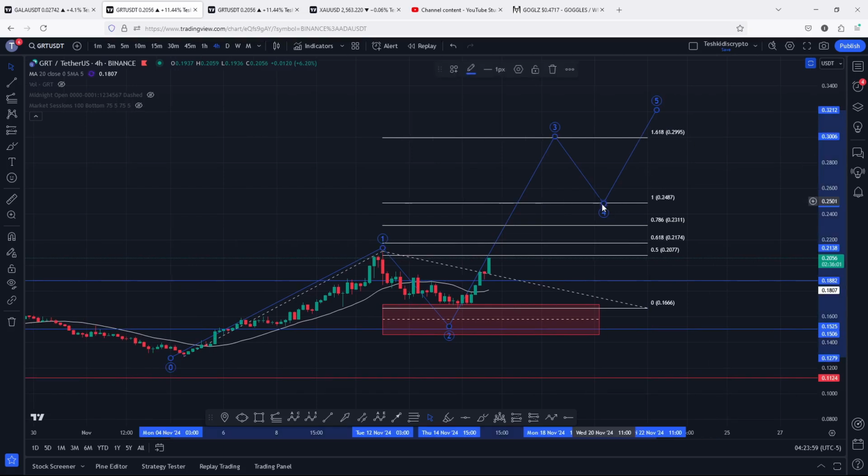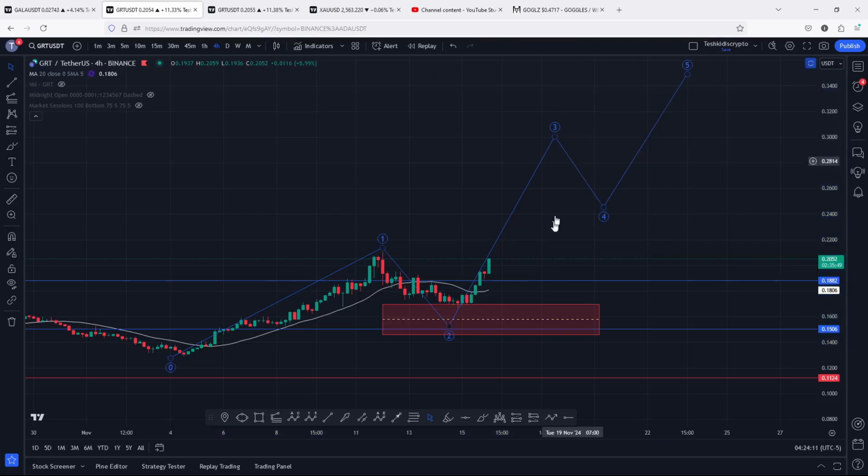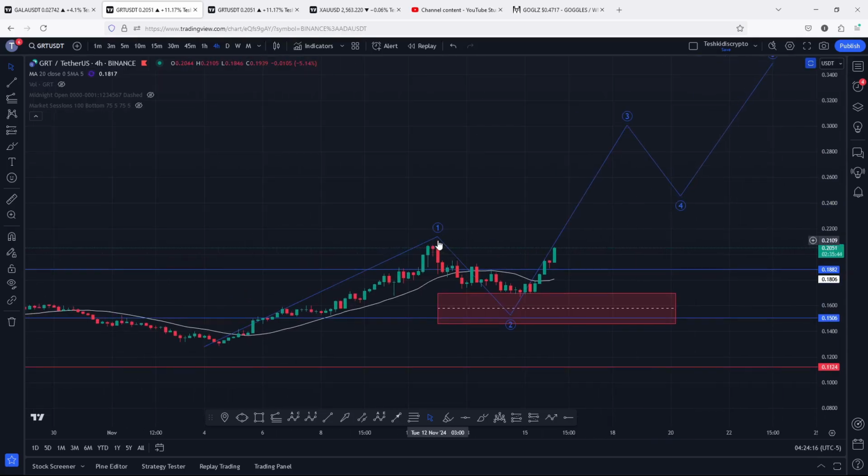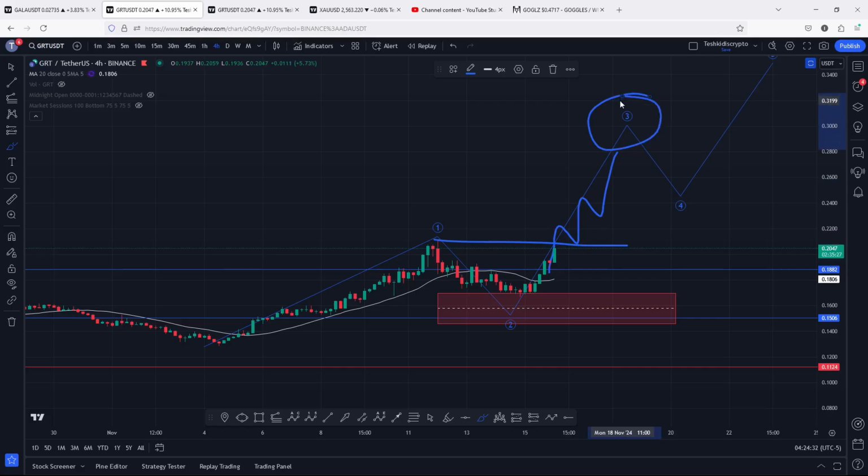Then we can expect a pullback in a wave 4, then continue pushing even higher in an Elliot wave count 5, possibly taking us back above the $0.4 in the next coming weeks. So in the next coming hours, all I'm watching for is a break above the high that we made in this wave 1, above the 0.2109. The moment we manage to break above that significant high, then I will be expecting to see GRT get even more impulsive to the upside to fully maximize our minimum target areas.